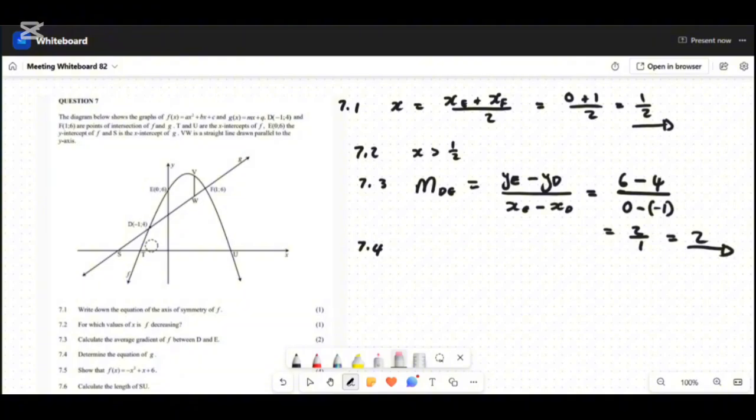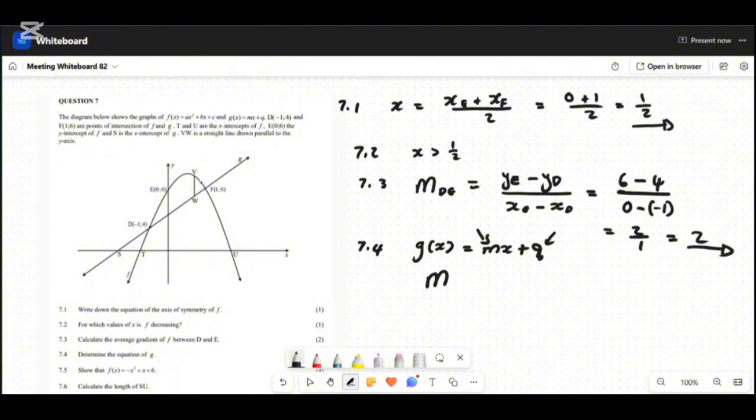So for G, I'm looking for the equation of G. You know G has an equation, g of x is equal to mx plus q, right? Then what I can do is first find the gradient. Because if I find the gradient, I can find the value of q, which is the y-intercept, by substituting any point right there.